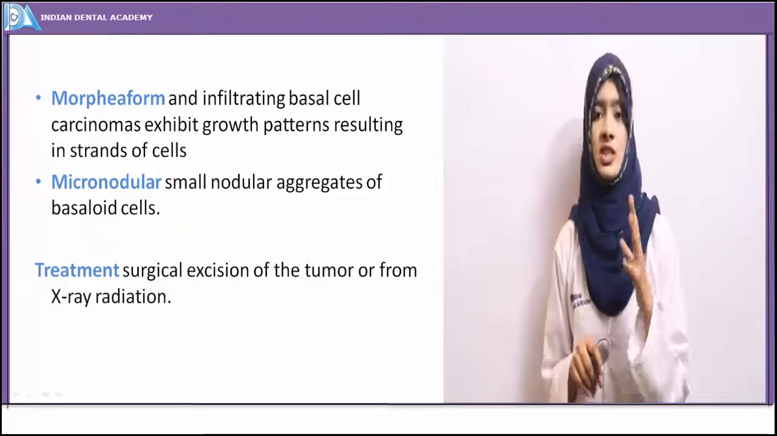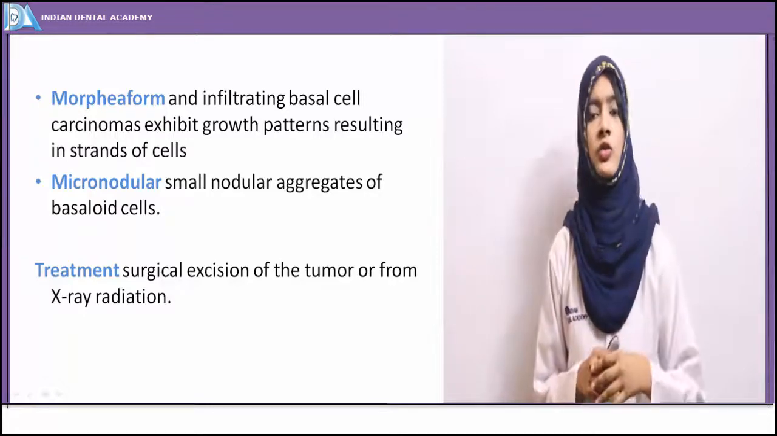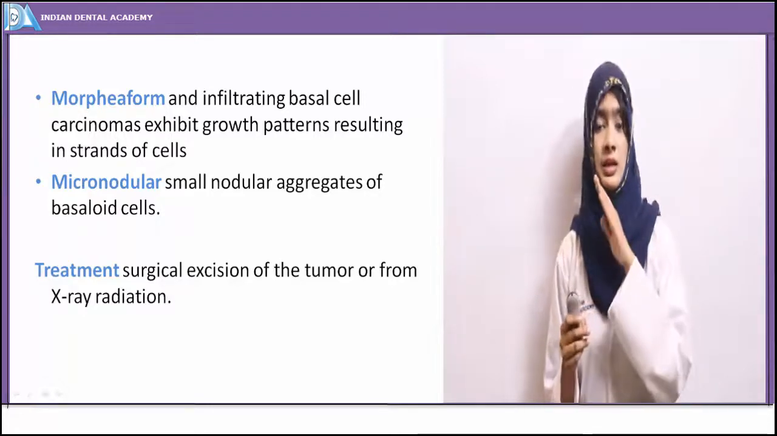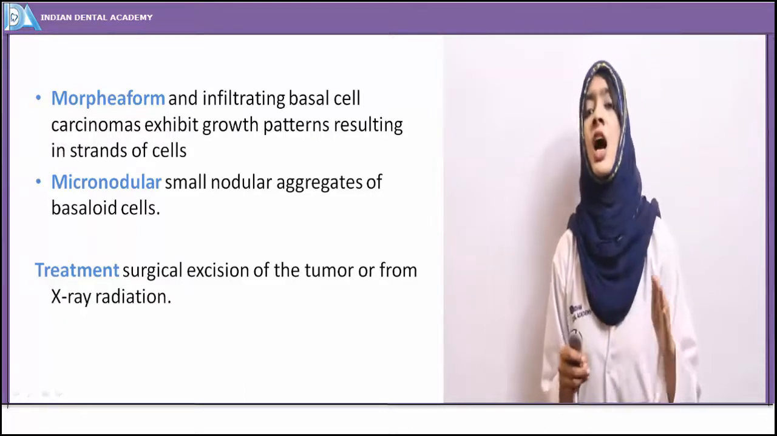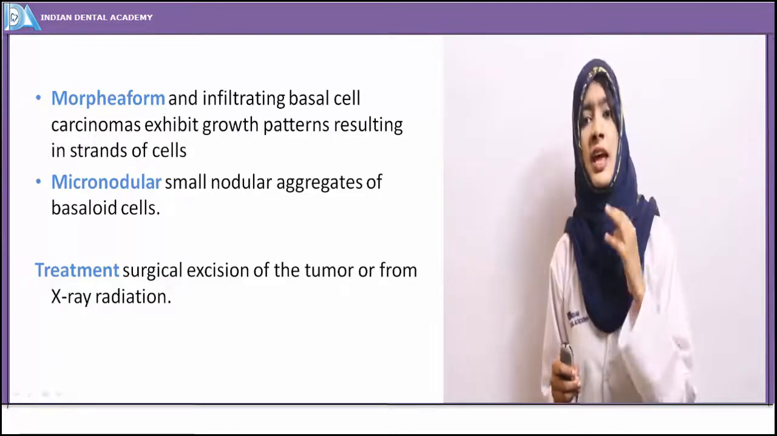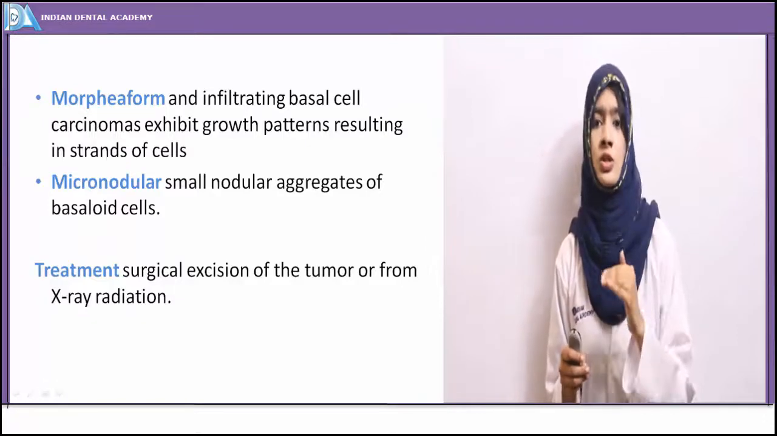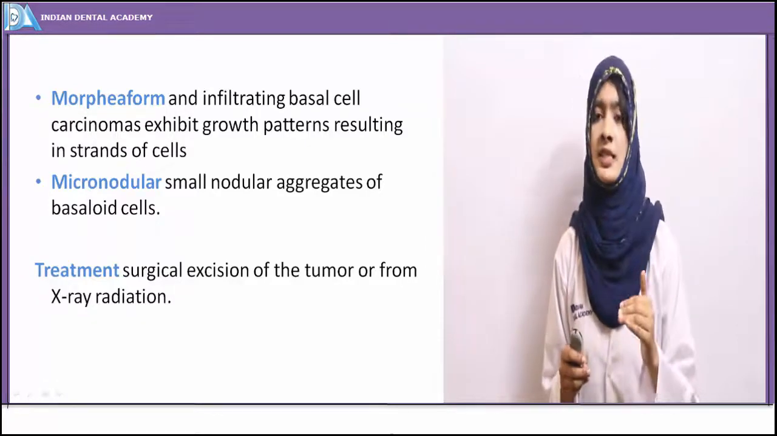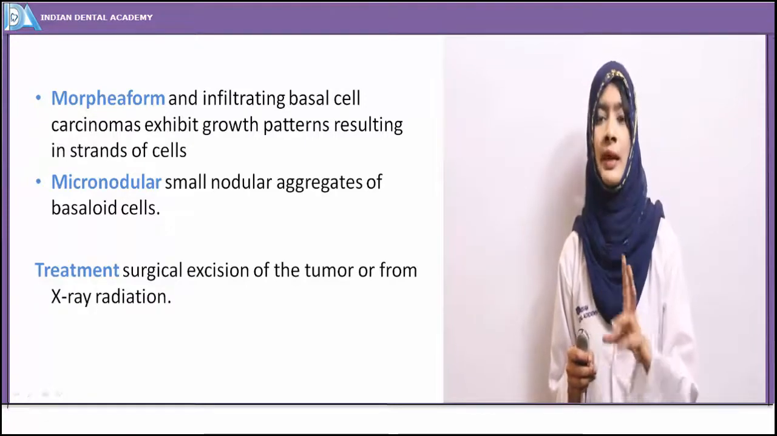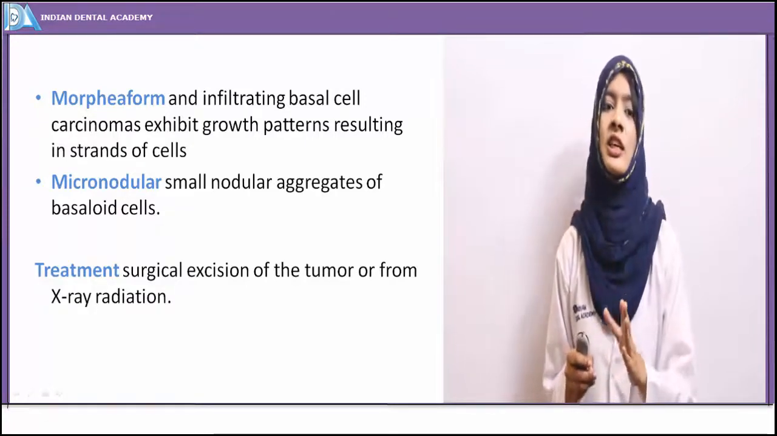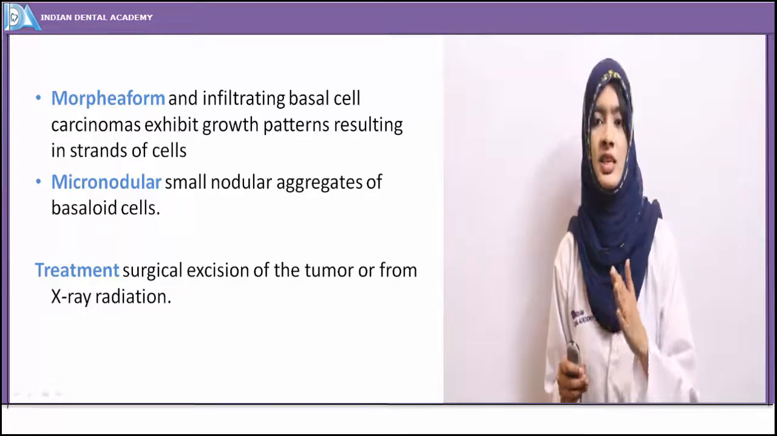The treatment is surgical excision of the tumor along with a border of normal epithelium so that complete excision of basaloid cells occurs and there are no chances of recurrence. Along with surgical excision, X-ray radiation therapy is also carried out in case of basal cell carcinoma. If the tumor cells are completely excised surgically, the recurrence chances are very less and very rare.